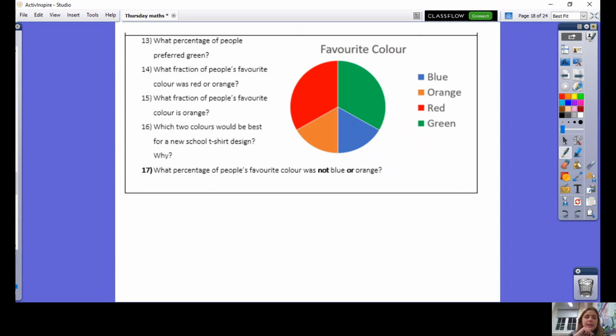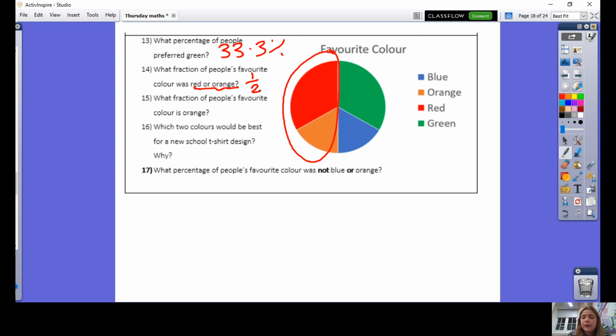The next group of questions then. What percentage of people preferred green? That was 1/3, which as a percent is 33.3 recurring percent. What fraction of people preferred red or orange? Remember, for red or orange, add them up. As a fraction, that's 1/2.